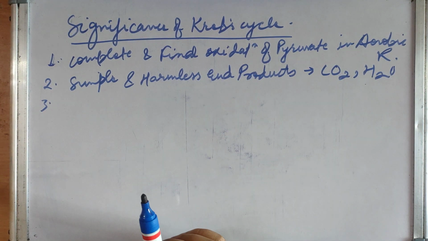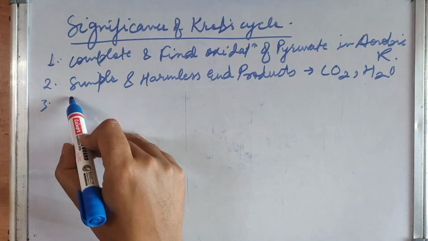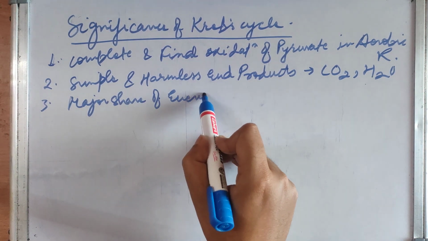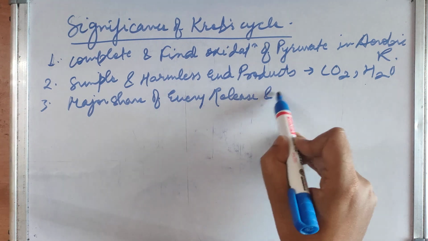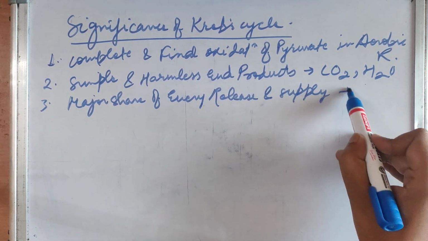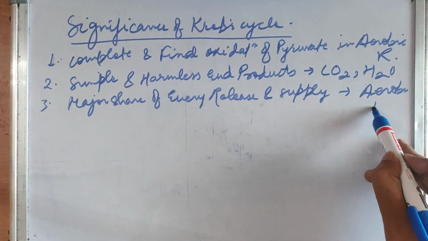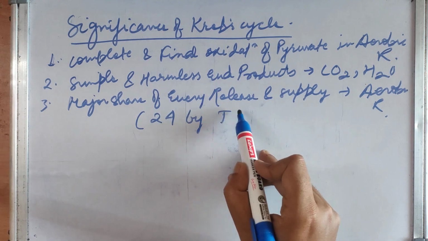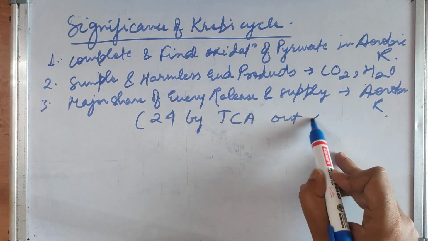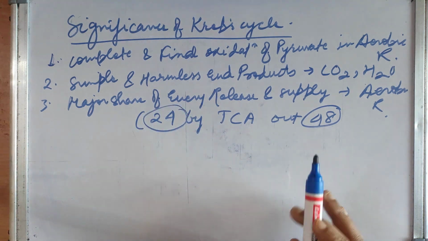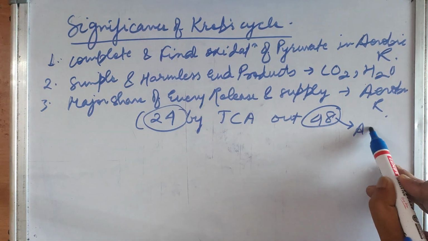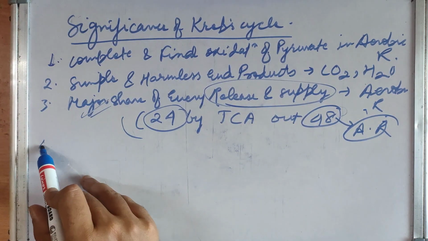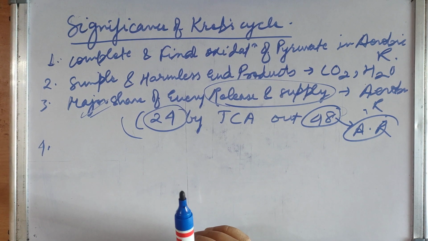Thirdly, it is responsible for a major share of energy release and supply during aerobic respiration. You must know that around 24 out of 48 energy units are released by the TCA cycle. So you can say that 50% of the energy in aerobic respiration is released and supplied by the Krebs cycle. This is a very important point.